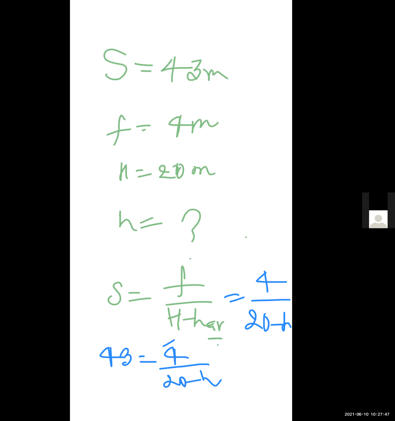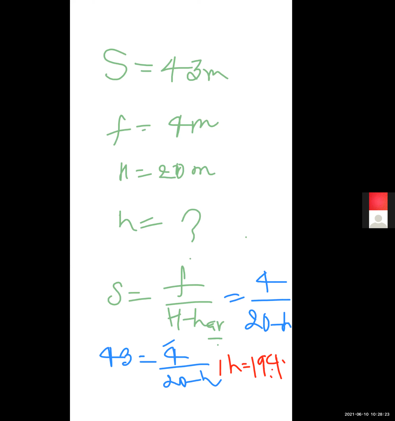Ma'am, 19.9. 19.9. Any other value? Anyone any other value? No, ma'am. Everyone got 19.9. So h equal to 19.9 meters. This is the average elevation of terrain, meaning the height of the ground from mean sea level.